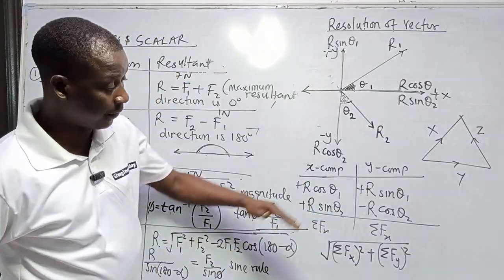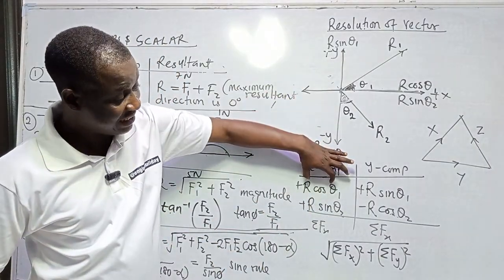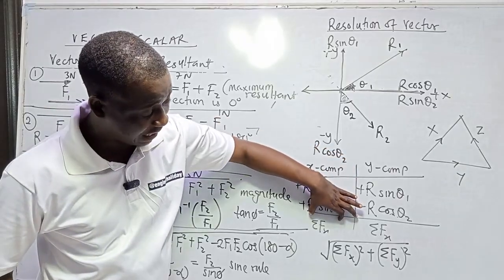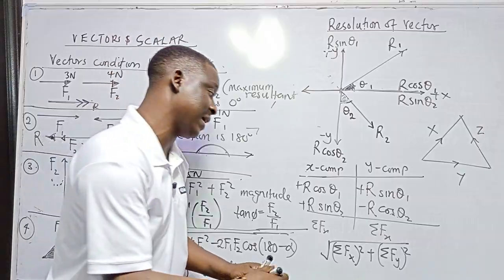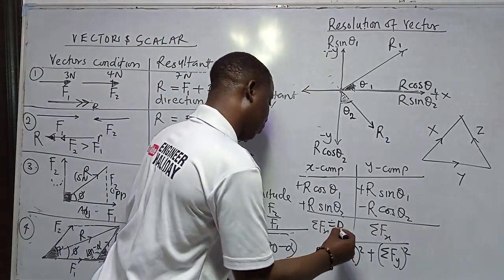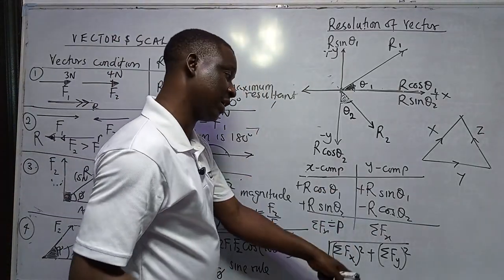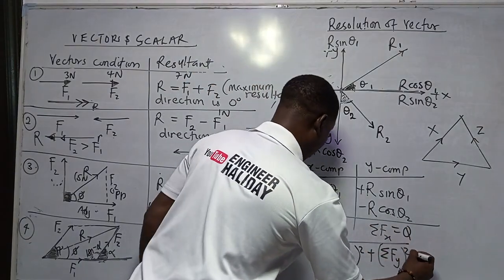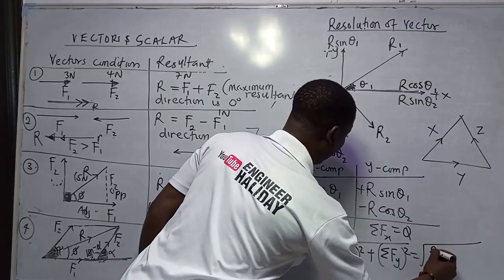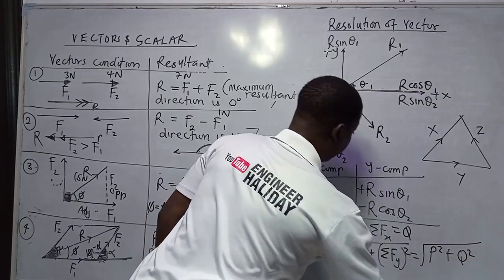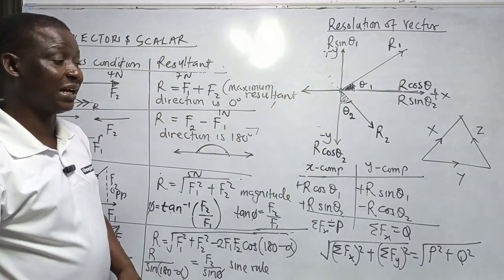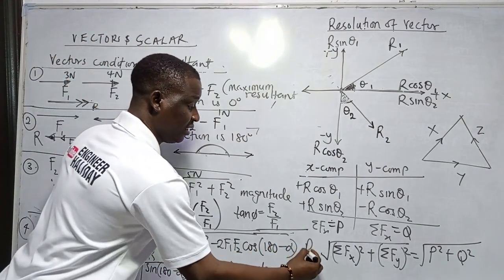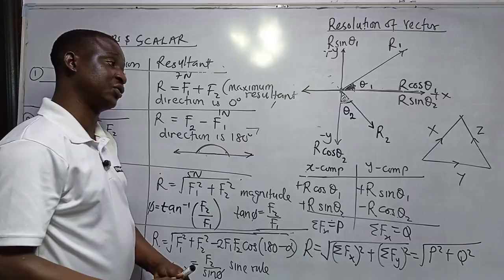So after you have resolved like this, the next thing to do is to add this one together. Probably you get P, for example. You add this one together, maybe you get Q. So it will form P squared plus Q squared. That's how to find the resultant. This is the formula to find the resultant.